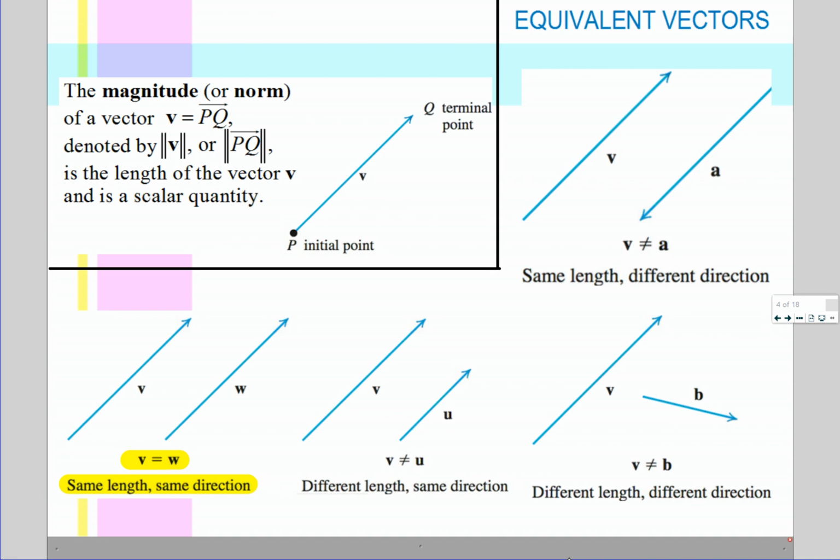One thing we talk about first are equivalent vectors. Equivalent vectors have the exact same length and the exact same direction. So there's a few examples here, some sets.